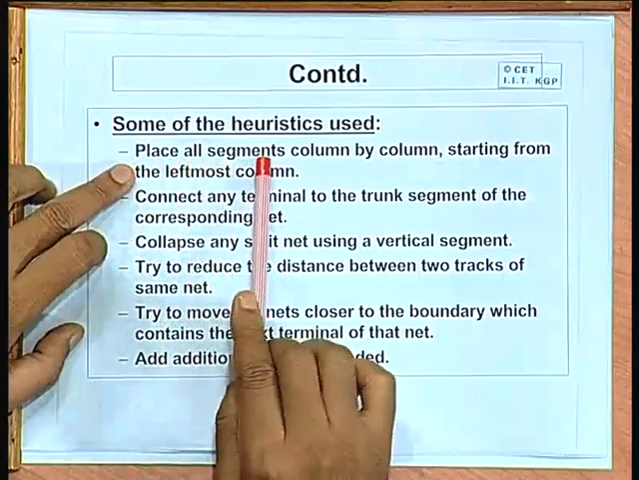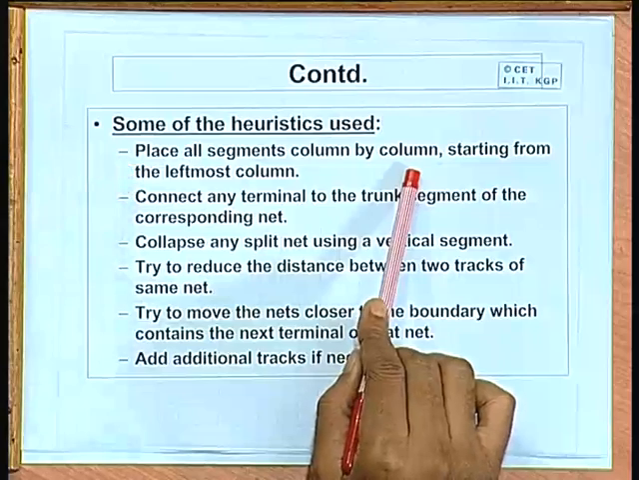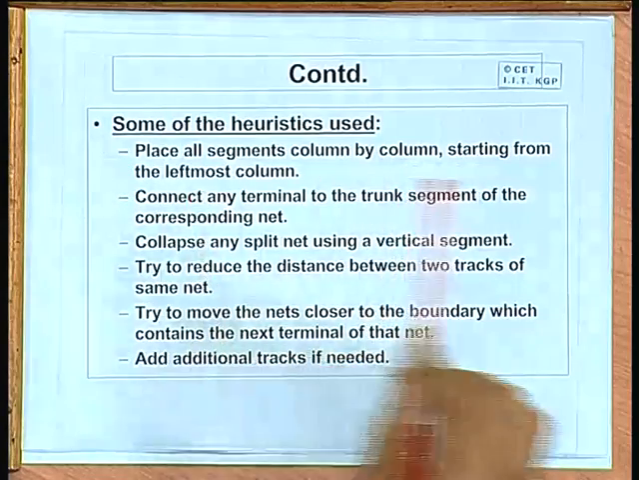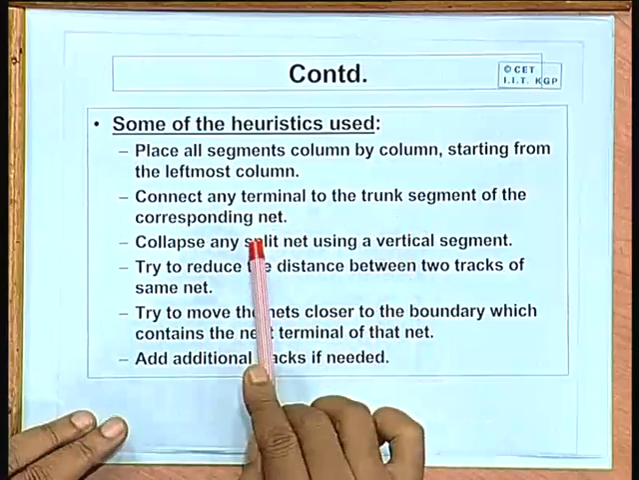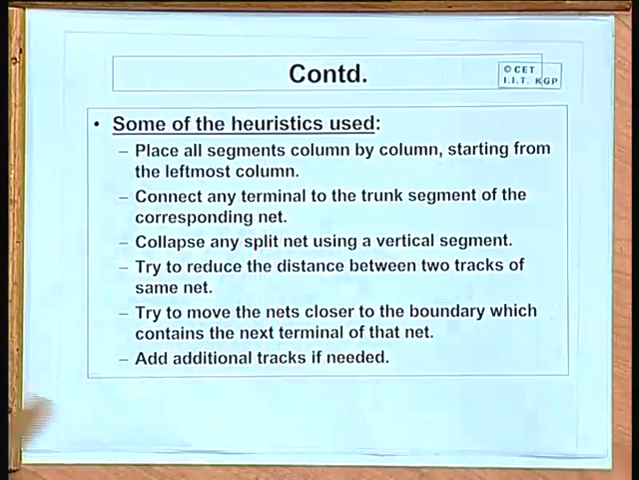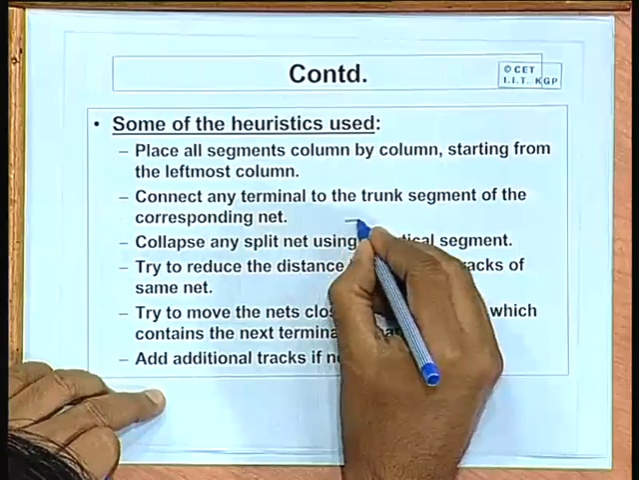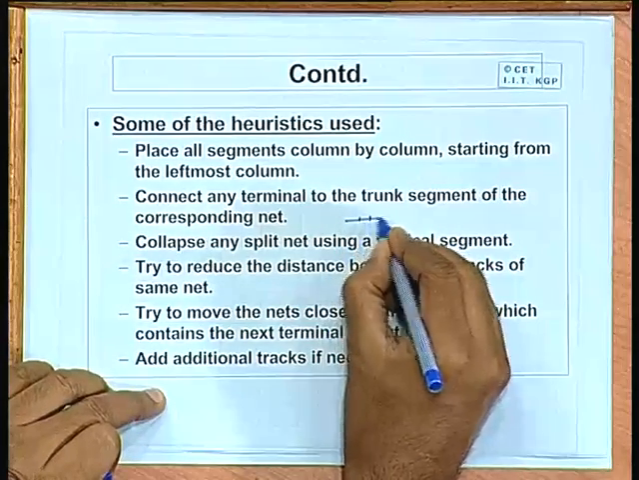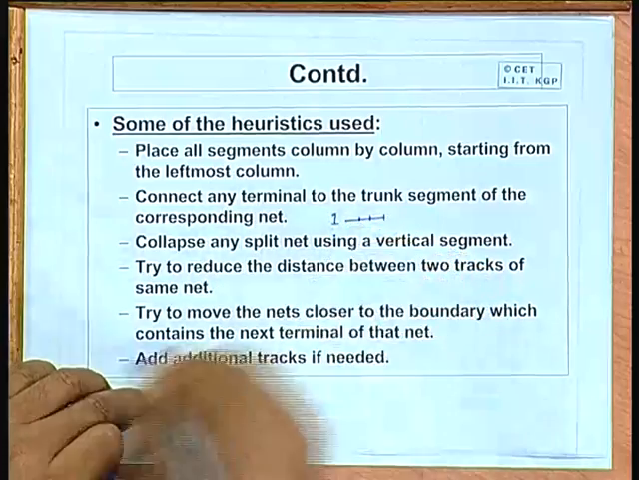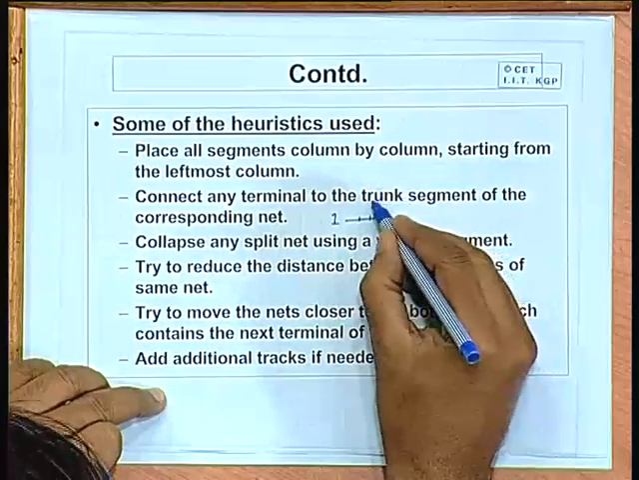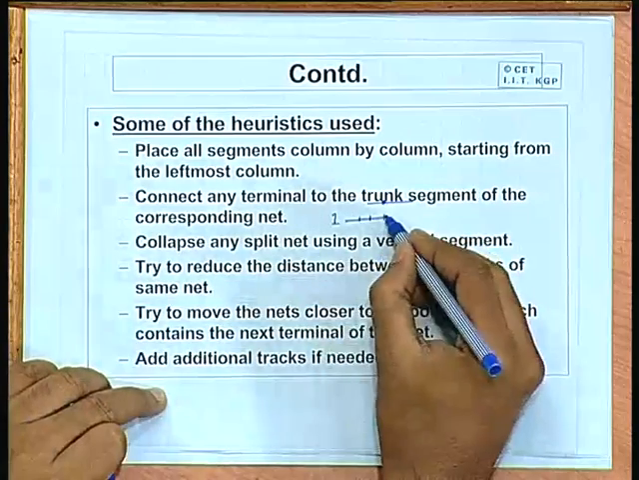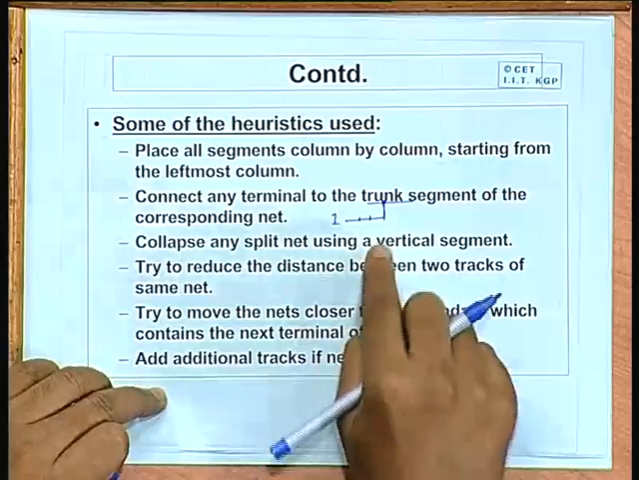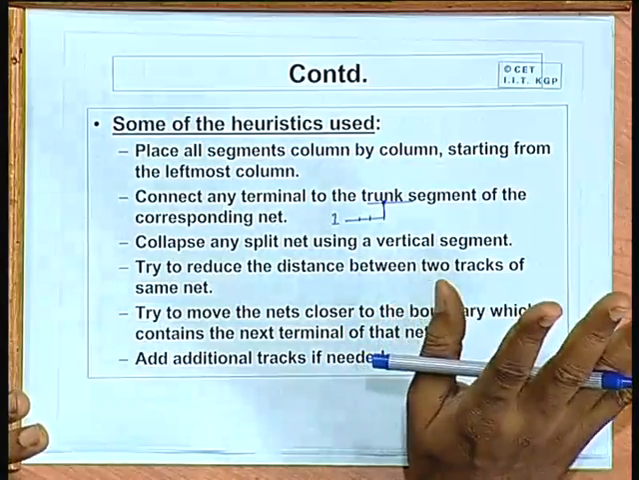You place the net segments column wise, not net wise, unlike the previous algorithms, starting from left. Connect any terminal to the trunk segment as they are encountered. This means, suppose you are extending column wise a net, say corresponding to net number 1. Suddenly in one column position you find that you have a terminal corresponding to net number 1, then you straightaway connect it to it. Connect it provided there are no constraints or conflicts.